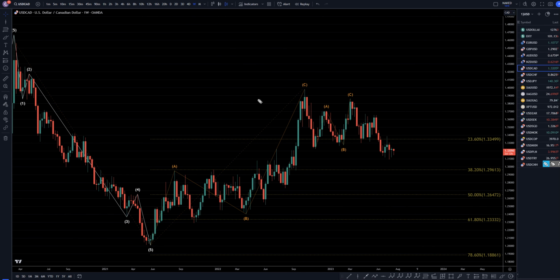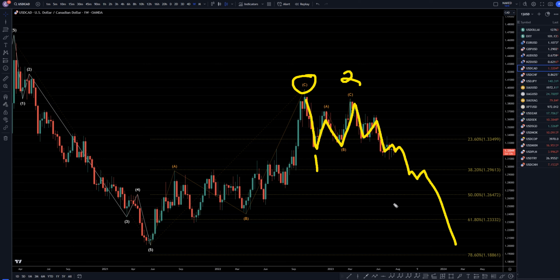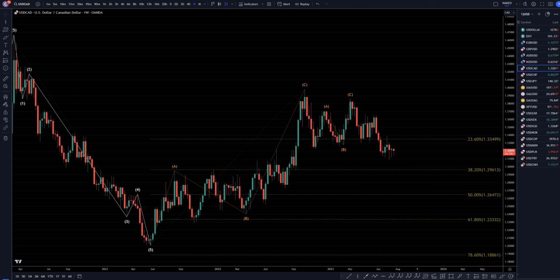On the weekly time frame, I think this is the end of a correction. I think this first move down is a 1. I think this is an ABC like a 2. And I think this is in a wave 3. And I don't think the wave 3 is over. I think it has a long ways to go to the downside to finish off this wave 3. So let's keep all that in mind.